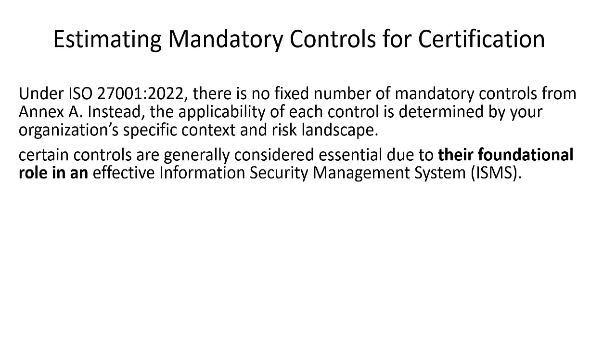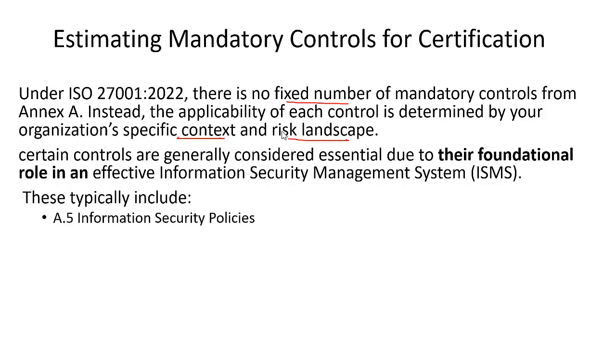As I said, there are no fixed numbers defined in the ISO. The applicability of each control is determined based on context. We already discussed the context: business context, regulatory context and risk landscape. But certain controls are generally essential due to their foundational role in the ISMS. So there are some controls you cannot skip. They include the information security policy, definitely, because its purpose is to set the objectives and principles for information security. Make sure the policy is aligned with the business objectives. So it must be there.